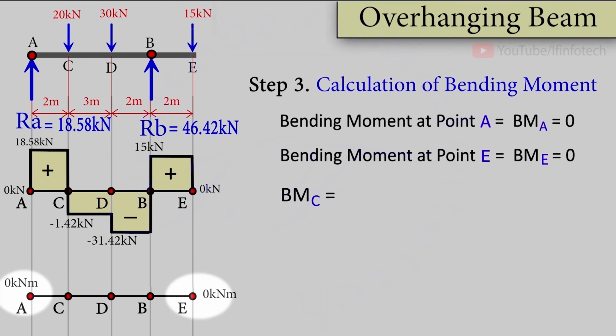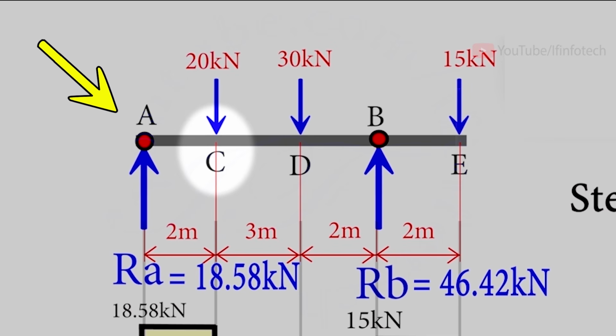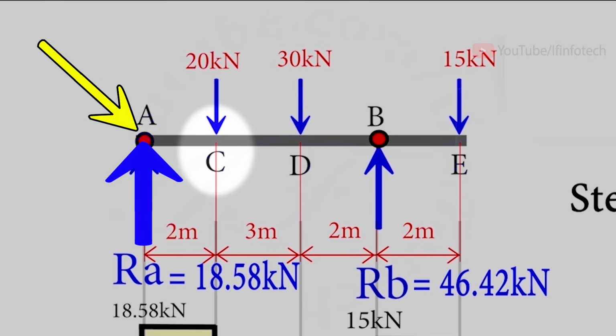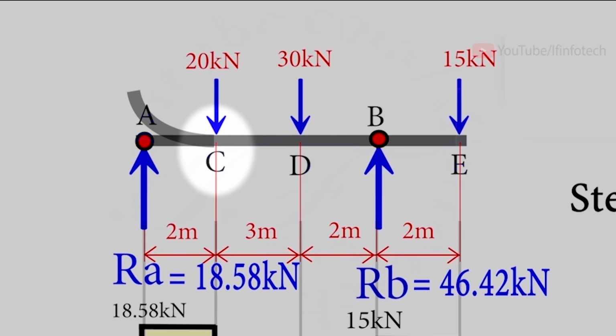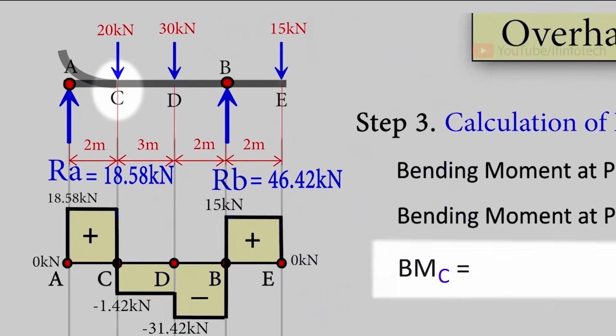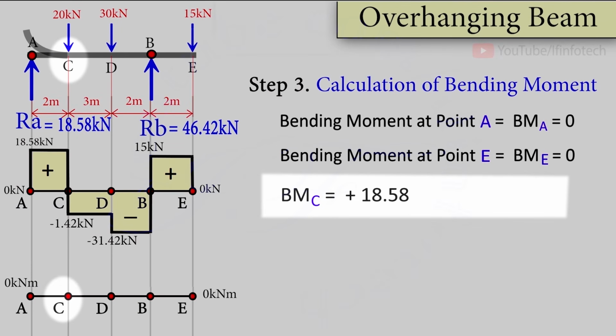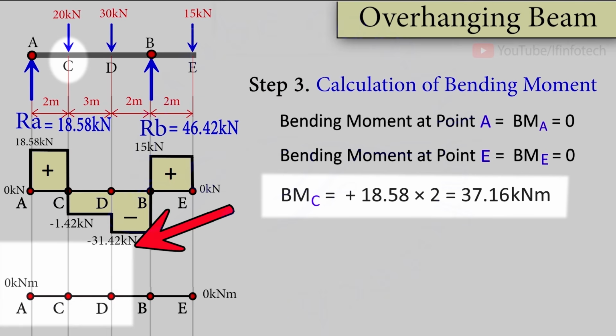Now to calculate bending moment at point C, you can start either from the left end or right end of the beam. Here I will start from the left side because there is only one force, that is 18.58 kN, which is an upward reaction force, and due to this force the effect on the beam is sagging effect, and for sagging effect our sign convention is positive. So the force is plus 18.58 kN into distance from point of action of force, which is 2 meter. So the value of bending moment at point C is 37.16 kN. And here I will mark 37.16 kN above the horizontal reference line of the bending moment diagram.